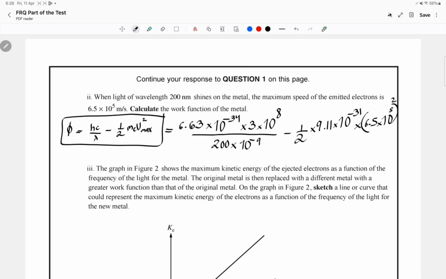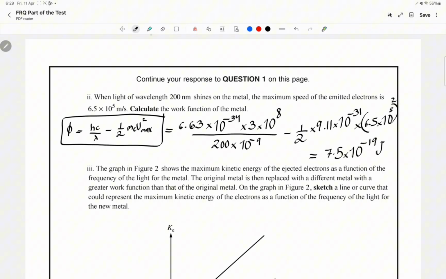Okay, and we will get the answer in joules. They didn't say to get it in joules or eV, so I'll just get it in joules. Right now, if you apply the numbers, you get it in joules. Let's see how much that is. So I got 7.5 times 10 to the power of negative 19 joules.